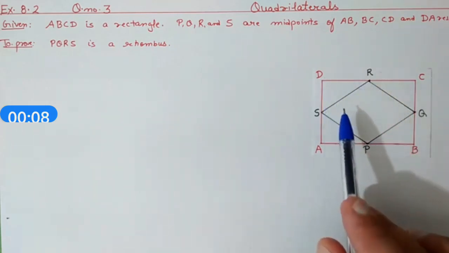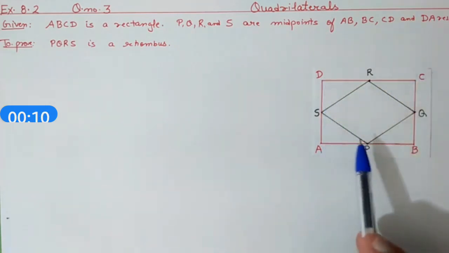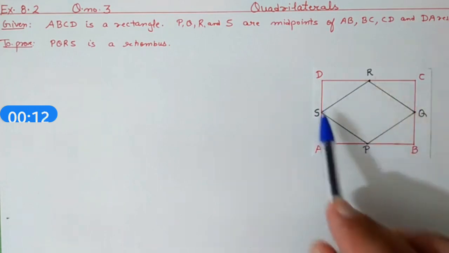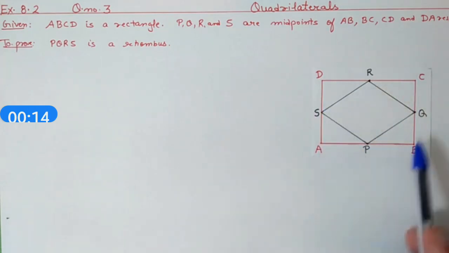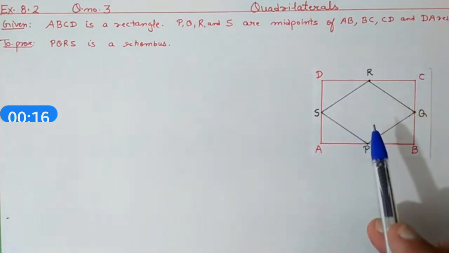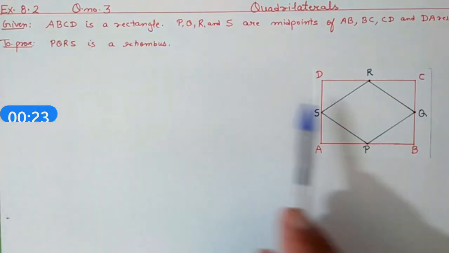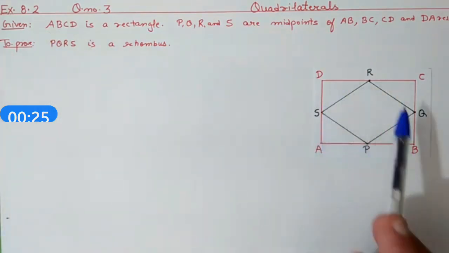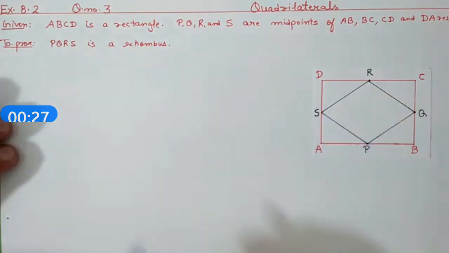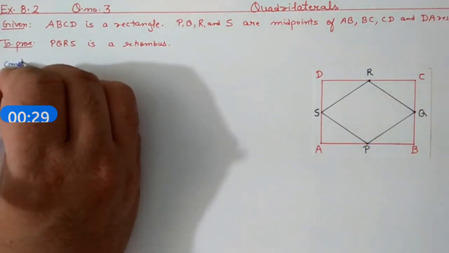Now students, we will do question 3 of exercise 8.2. ABCD is a rectangle. P, Q, R and S are the midpoints of AB, BC, CD and DA respectively. So we will join all these lines and we will get a quadrilateral PQRS, and we have to prove that PQRS is a rhombus. So move to the solution.